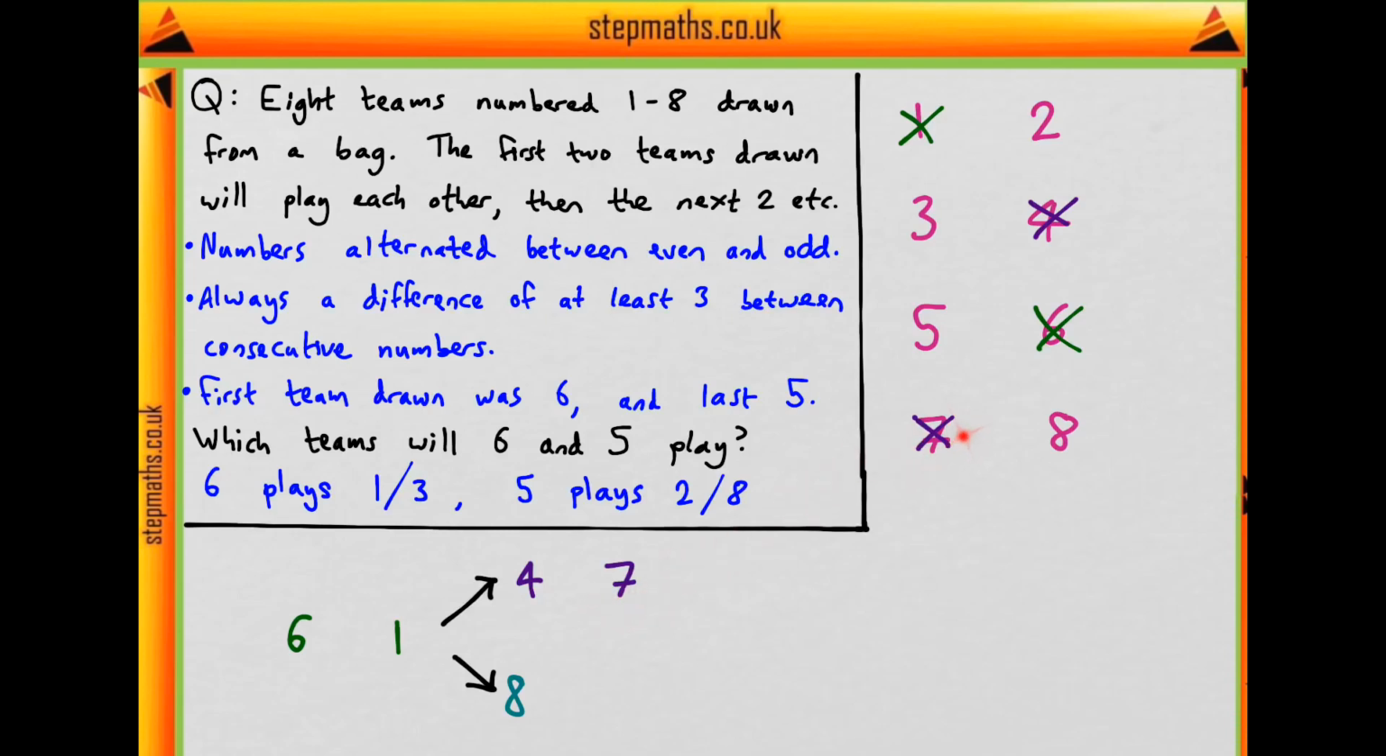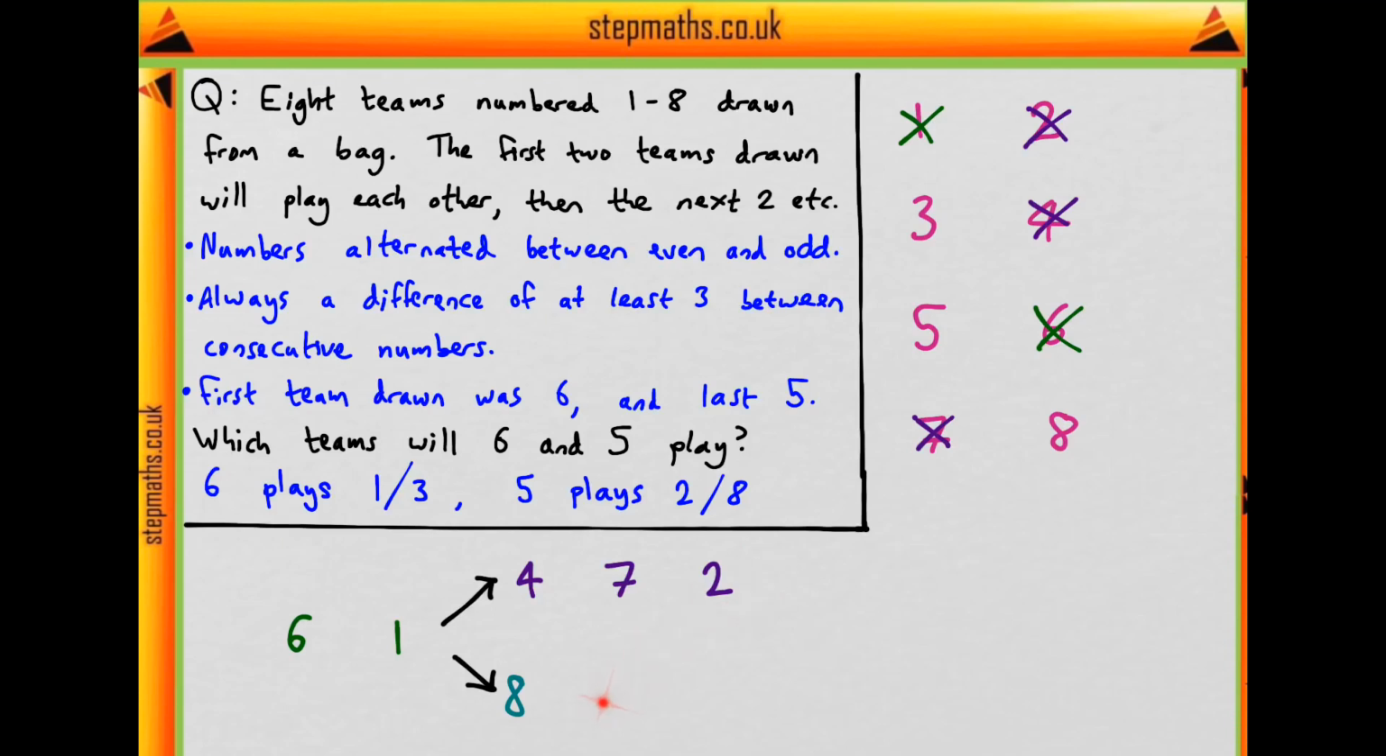Now where can we go from 7? So we need to go to this side, the even numbers. 8's too close, which leaves 2. Now from 2, where can we go? Now notice that 3 is too close because there's not a difference of at least 3. But with 5, what's the problem here? So we know 5 has to be the last team to be drawn. So there's no way of completing this route.